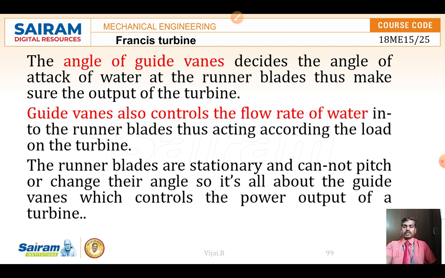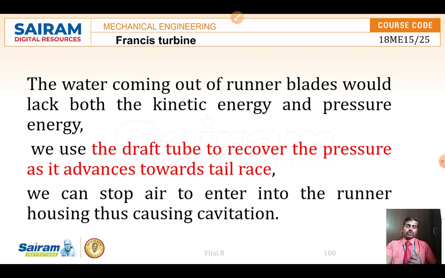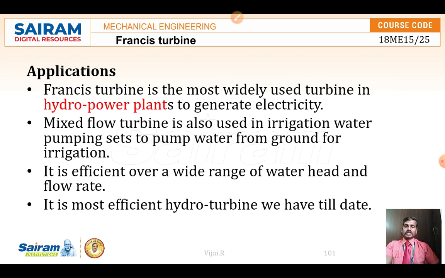The stay vanes and the guide blades make the water enter the runner blade, and after that the draft tube, with its increasing cross section, guides the water to the tail race while maintaining the regular pressure. So this is how the Francis turbine works. It is normally used in hydropower plants, and mixed flow turbines are used for irrigation water pumping systems.